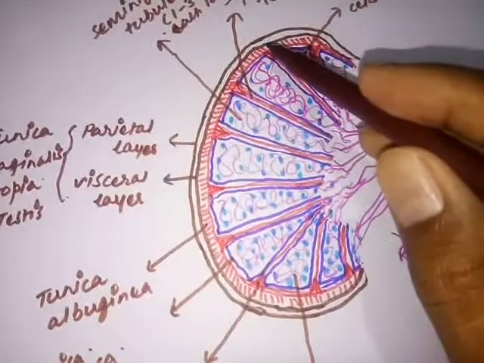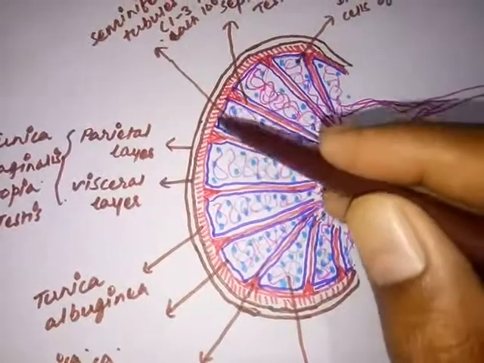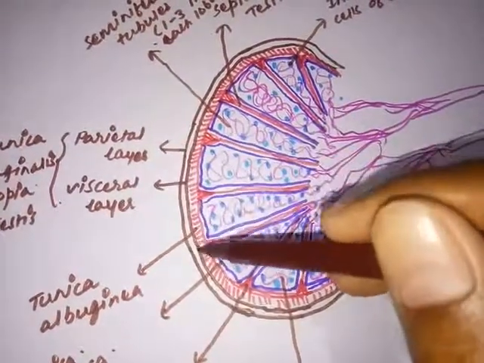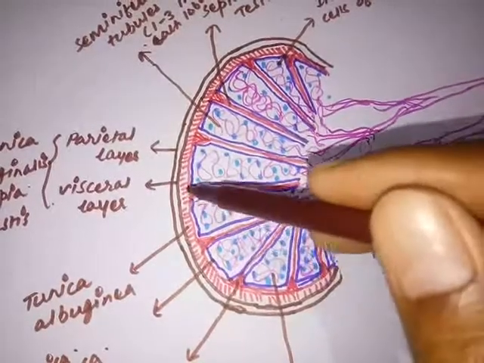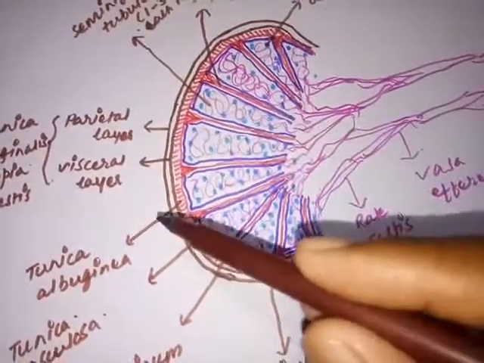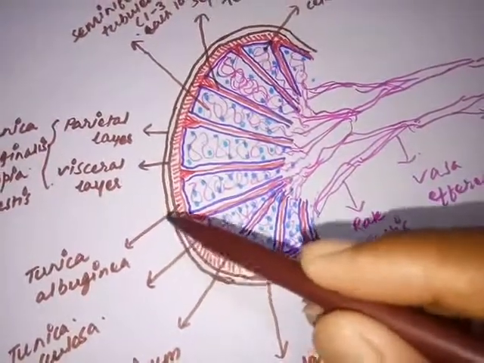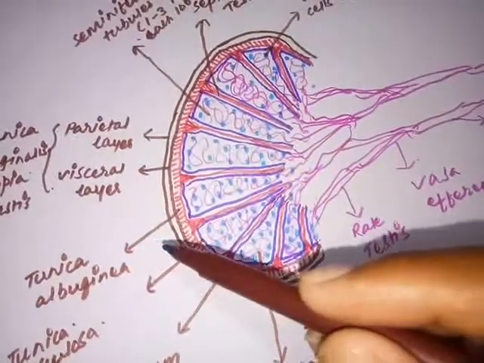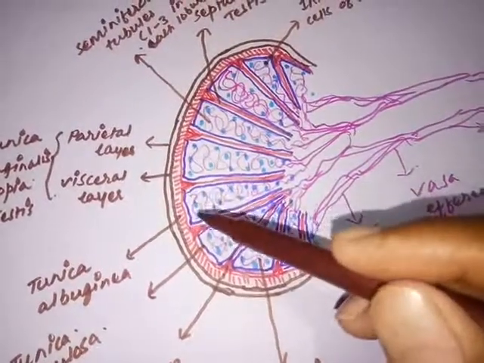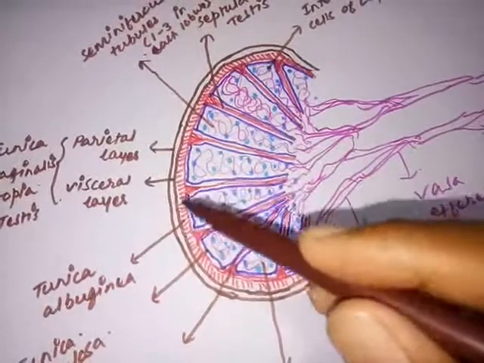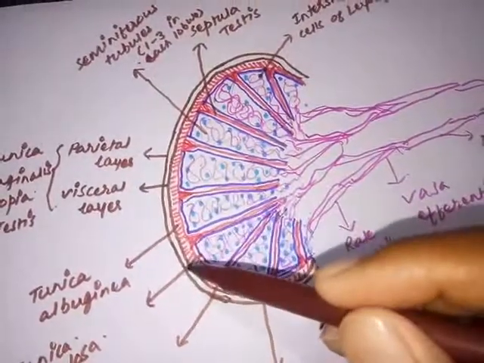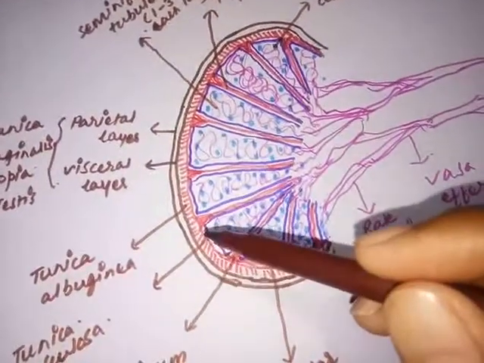Just below this, the second layer, marked with red color, is called tunica albuginea. Tunica albuginea is the fibrous middle layer providing strength and protection, and it lies just below the visceral layer of the tunica vaginalis propria testis.